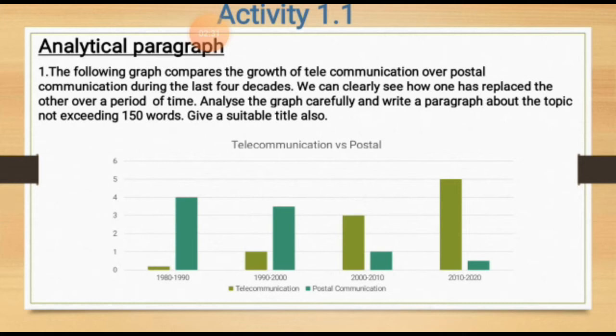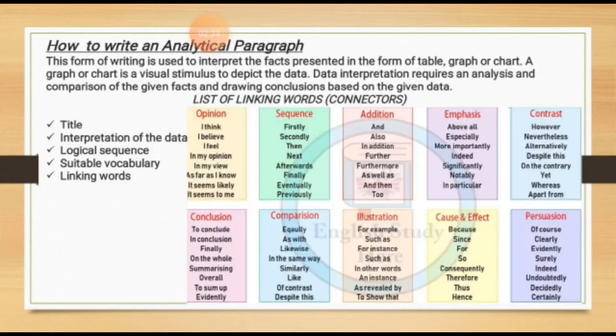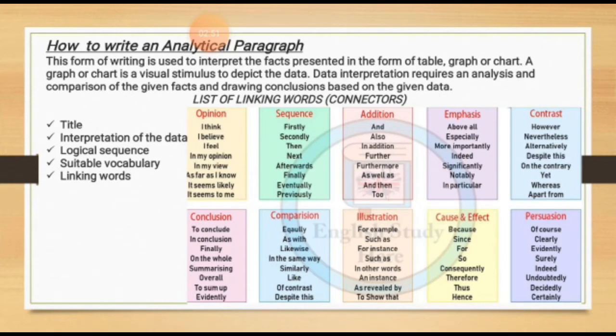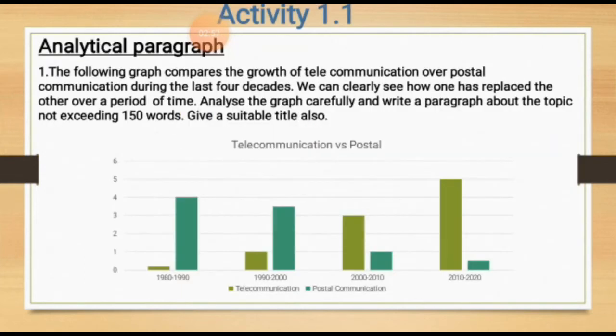So when you write a paragraph, there must be a title. So in this question, actually telecommunication versus postal communication, that itself can be the title, or you can give any other relevant or suitable title to your paragraph. And then you have to interpret the data which is given in the graph. So you can see in the first decade, telecommunication was very low, whereas postal communication was very high.